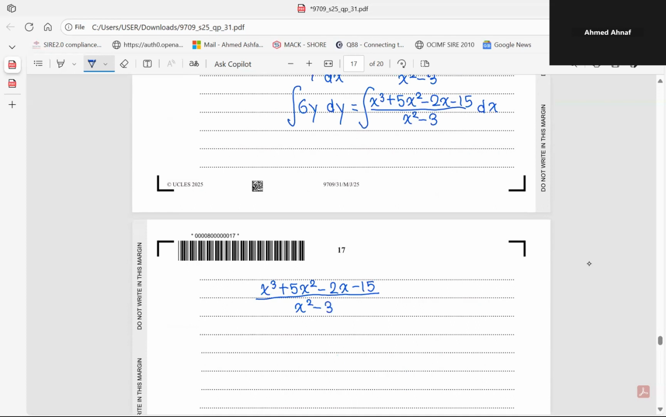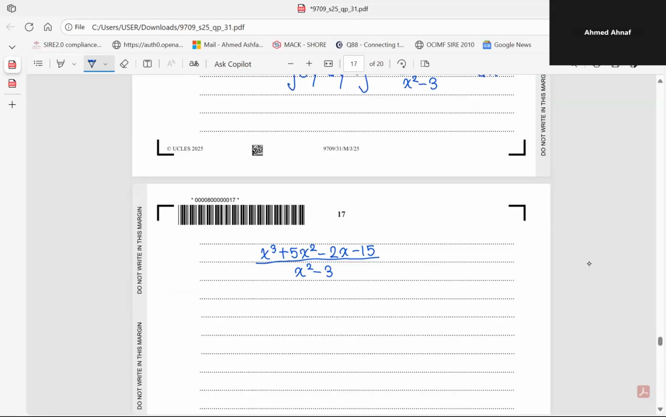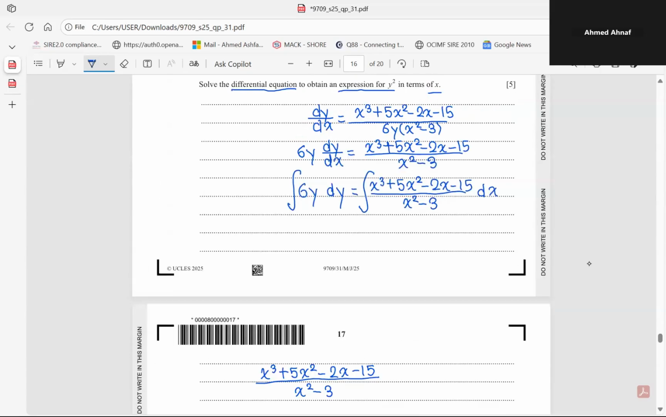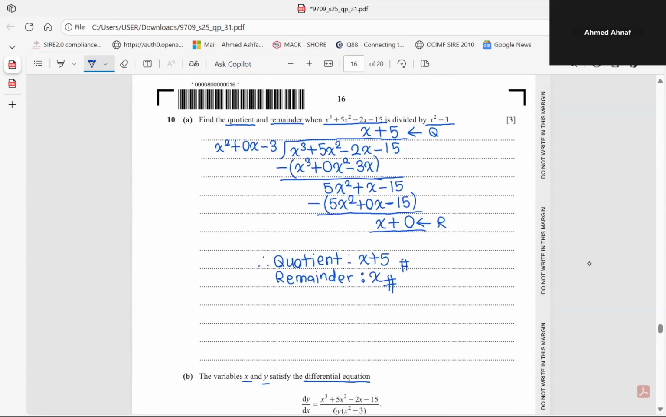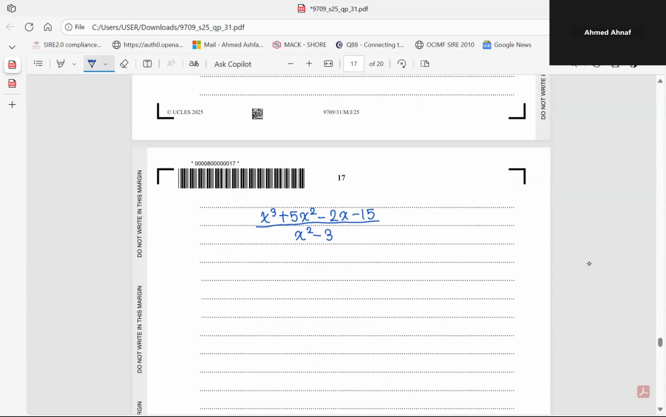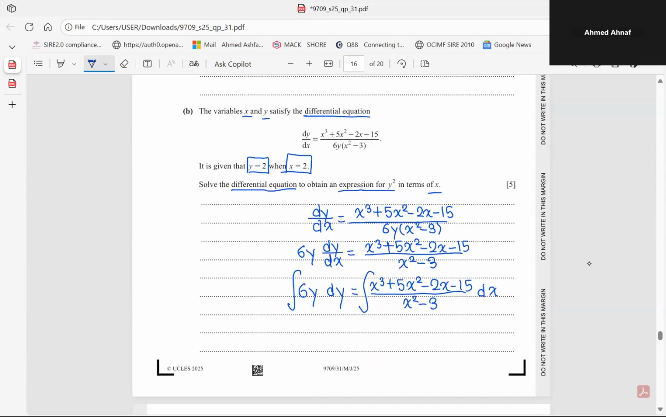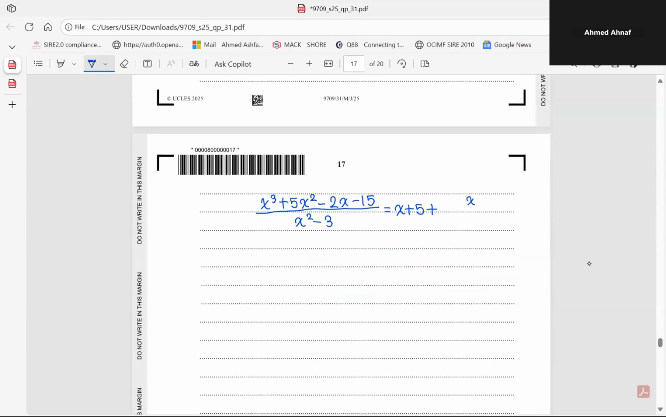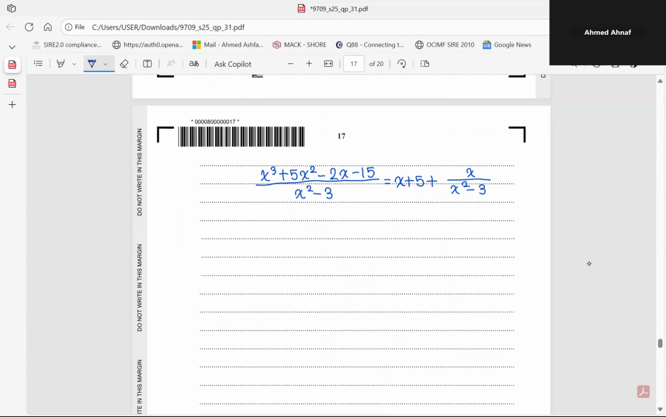So as you can see, the degree of the numerator is more than the denominator, so we should do long division. And we have already done it in the previous part. So our quotient is x plus 5, so this would just be x plus 5, and then our remainder will be the new numerator, so it's just x over x squared minus 3. So now we just have to simplify this into x over x squared minus 3 in terms of partial fractions.